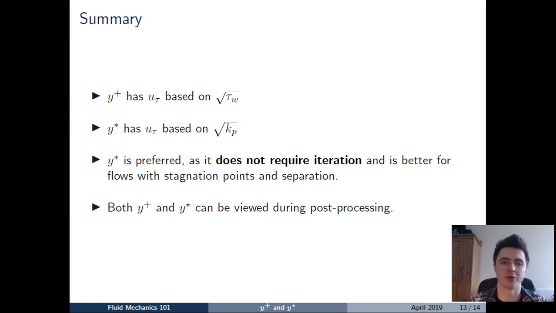So just to summarize before we wrap up, where we use yPlus, that's because the velocity scale is based on the square root of the wall shear stress, whereas when y star is used, that's because the velocity scale is based on the square root of the turbulent kinetic energy. Y star is preferred in modern codes as it does not require iteration, and it's better for flows with stagnation and separation, where that wall shear stress may locally reduce to zero if we have reversed flow at the wall. And both yPlus and y star can be viewed during post-processing for you to compare.